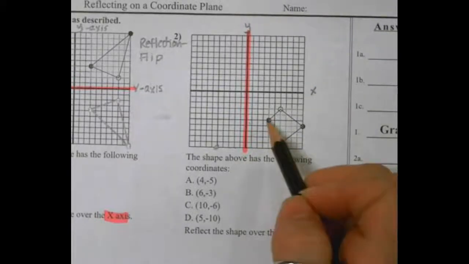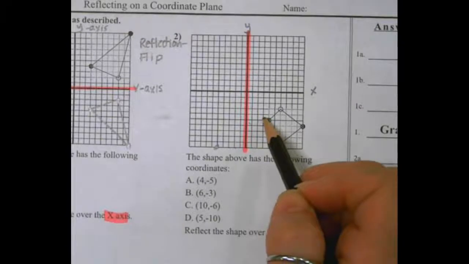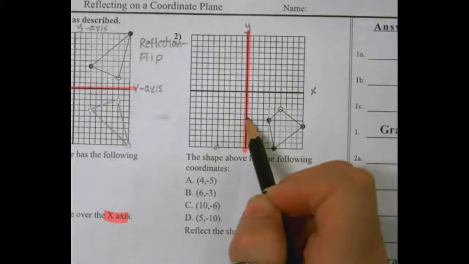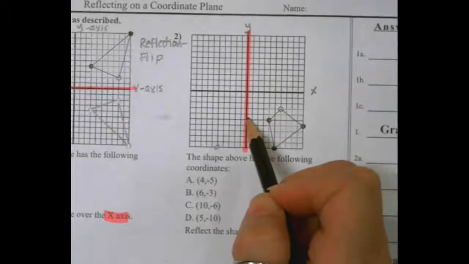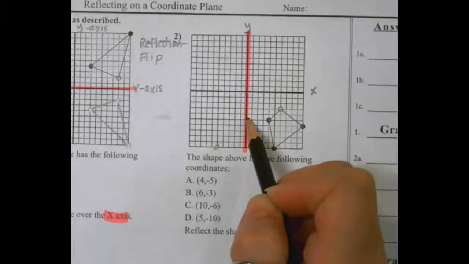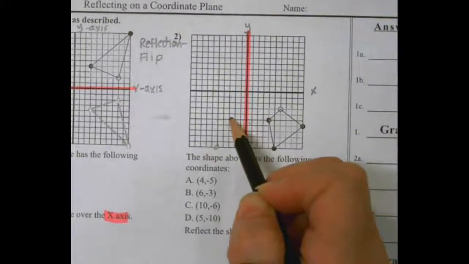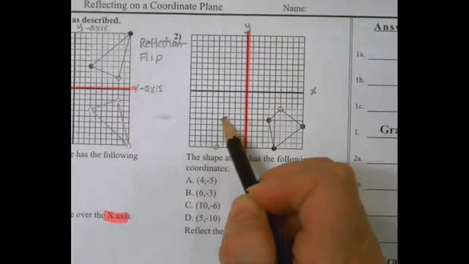Let's go to the next one. This point here, we're going to count left. 1, 2, 3, 4. So 4 boxes will get me to my line of reflection. So I count past it. How many boxes? 4. 1, 2, 3, 4. At my line of reflection.